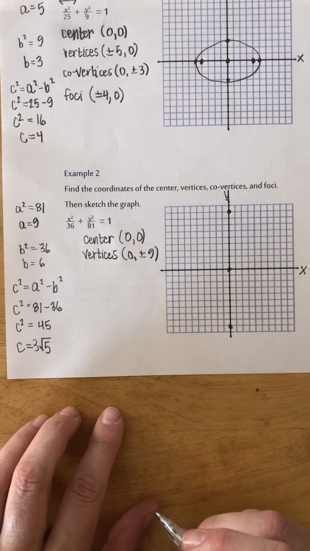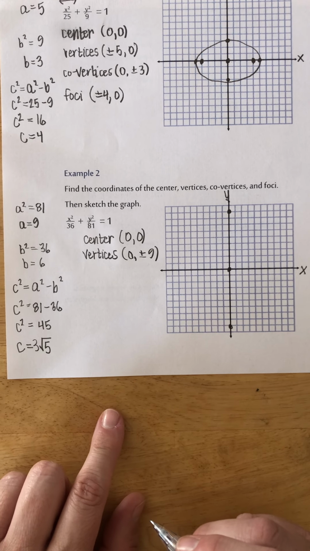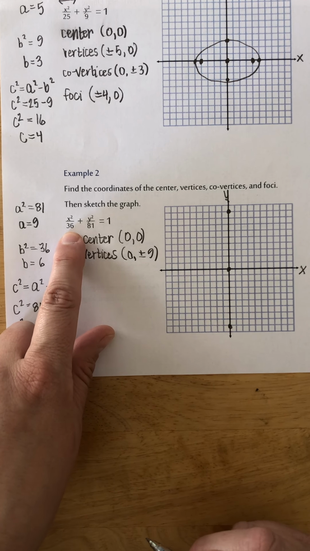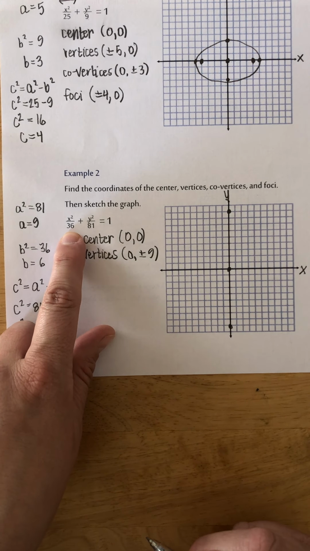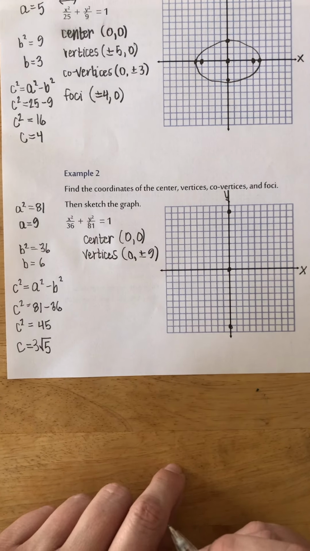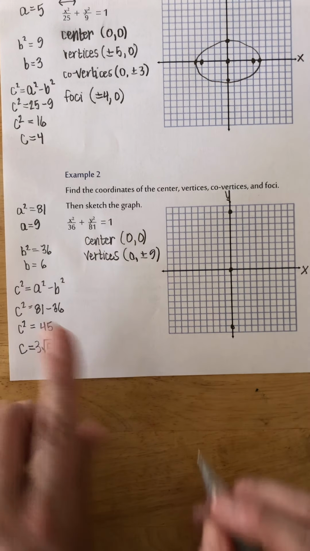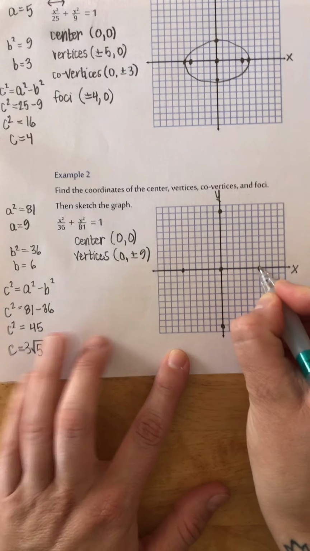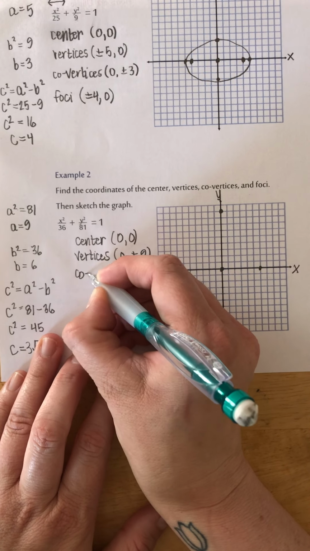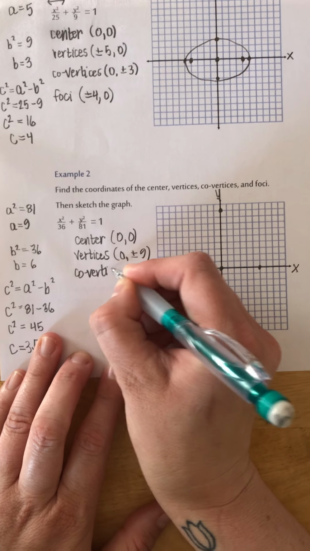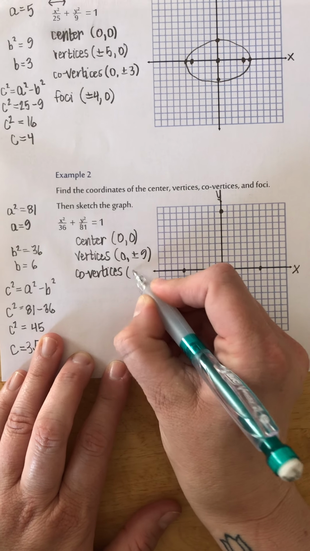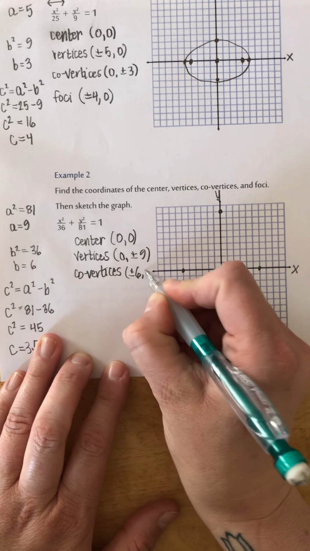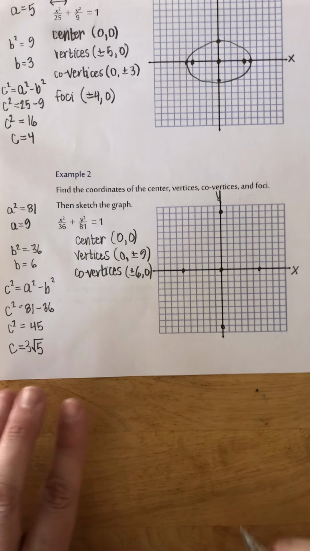All right, the co-vertices come from the B. The B was underneath the x variable. That means we're going to go left and right. And so since we found out that B was 6, we're going to go left 6 and right 6. So our co-vertices are going to be plus or minus 6, comma, 0.